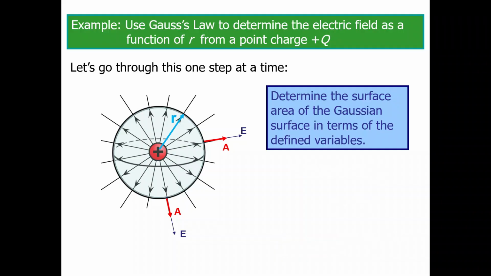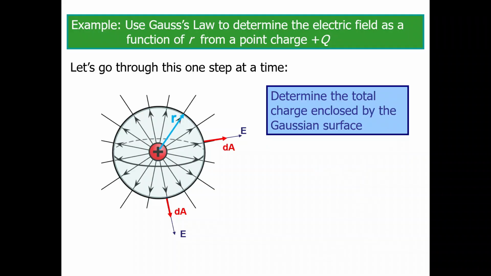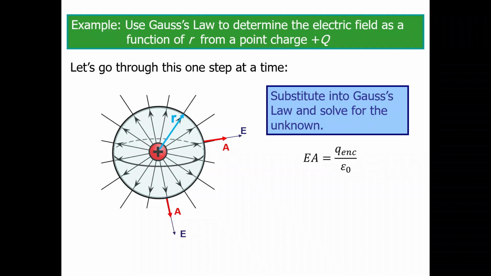And then we want to determine the surface area of the Gaussian surface in terms of the defined variables. Now on your formula sheet there is a geometry section which has the surface areas of common shapes such as cylinders, rectangular prisms, spheres. So if you were to look on that formula sheet, you would find that the surface area of a sphere is 4 pi r squared. And then we need to determine the total charge enclosed by the Gaussian surface. This one's also not that bad because it's just equal to Q, because we're enclosing all of Q.